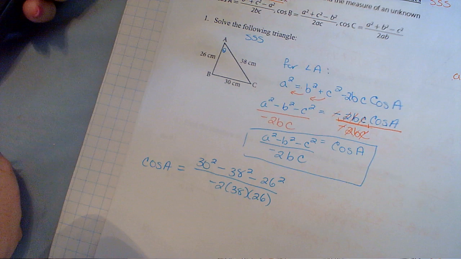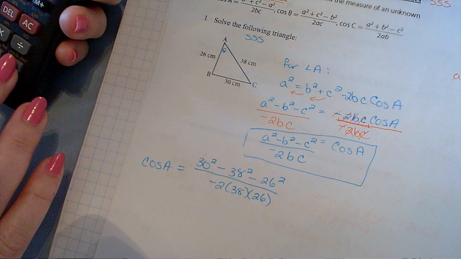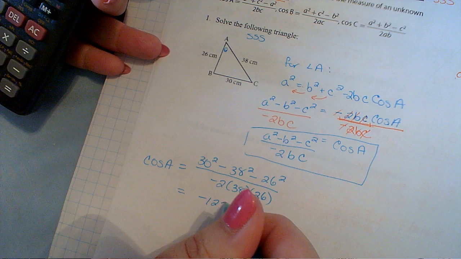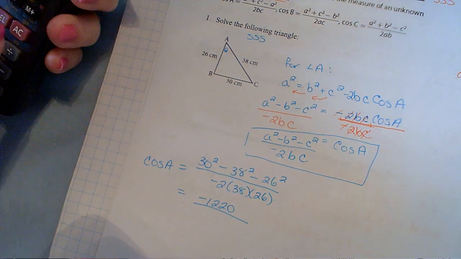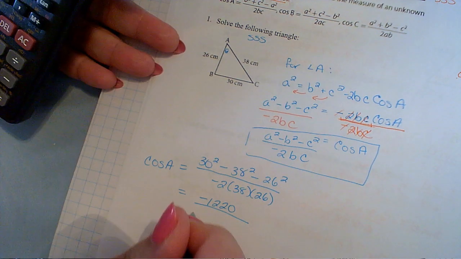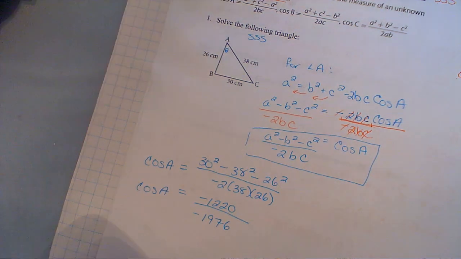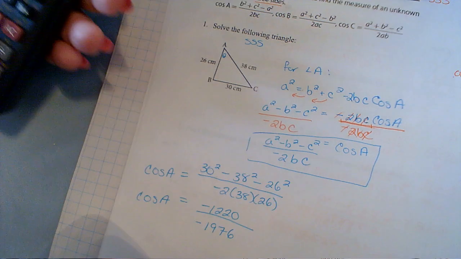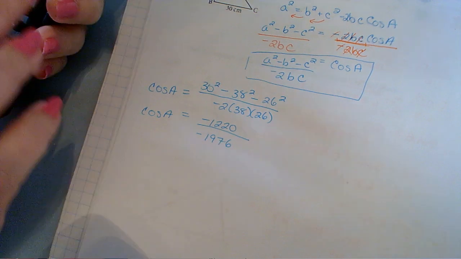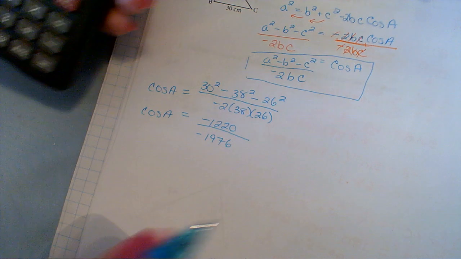There we go. So there's no trick in your calculator to this. Just figure out your numerator. So 30 squared minus 38 squared minus 26 squared. And on top, negative 1220. And on the bottom, negative 2 times 38 times 26, negative 1976. So do it in 2 steps. Write out your numerator, write out your denominator. And of course, we're going to divide these two numbers together, but realizing that a negative divided by negative is a positive. Whatever 1220 divided by 1976 is, it's that 0.617 number.